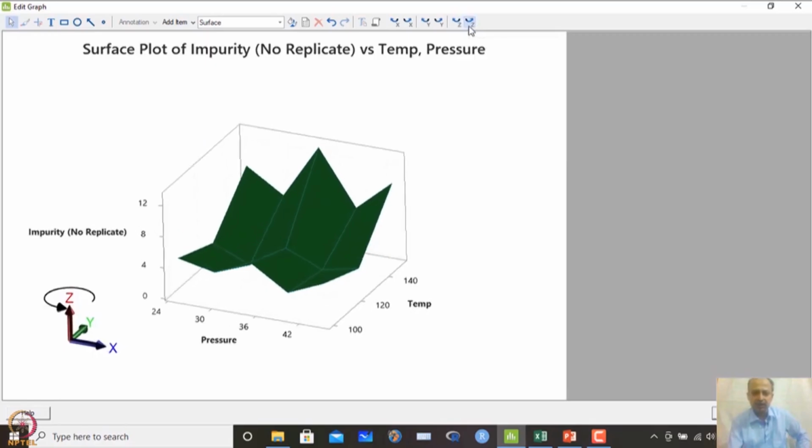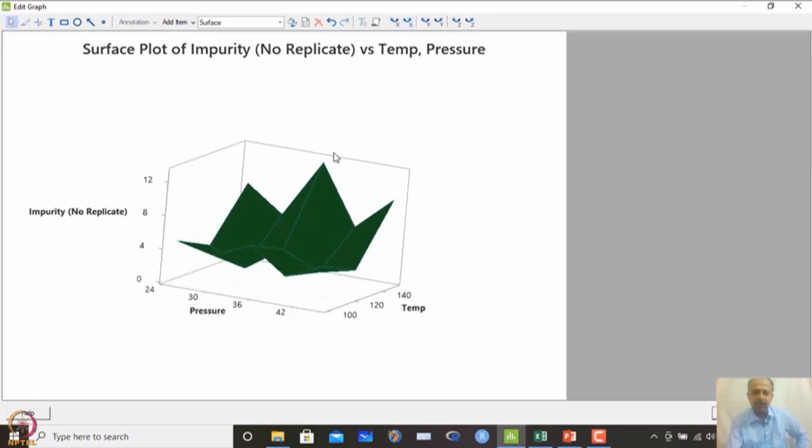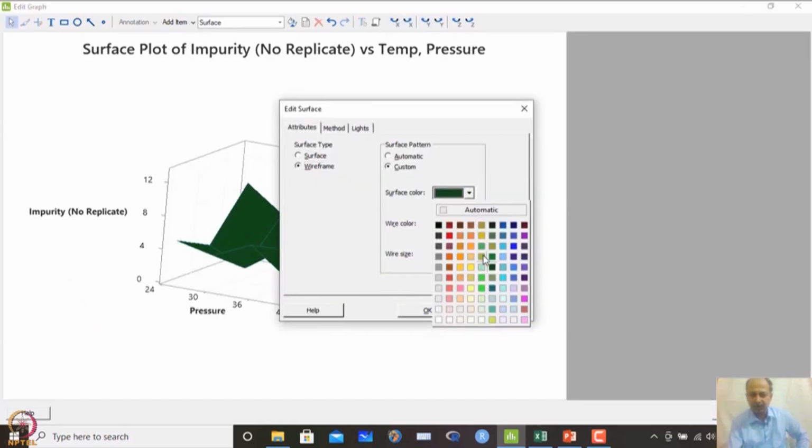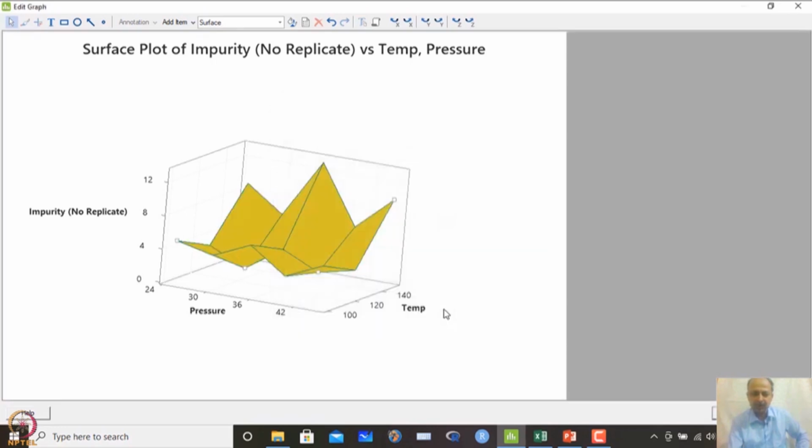We can rotate the surface, and we can see what is happening when I rotate this one. We can also change the color. This surface color is too dark, so we can change it to yellow, let us say. This is the surface that is being generated over here. There are two lower peaks that we can see, one at 30 and one at approximately 40.